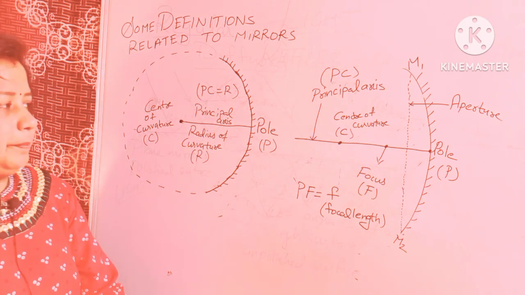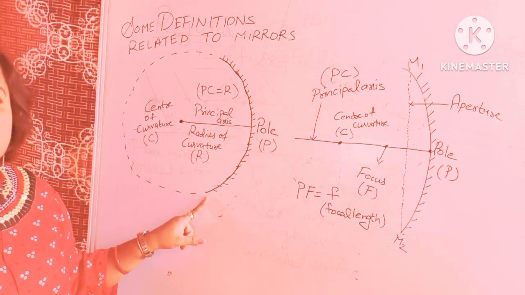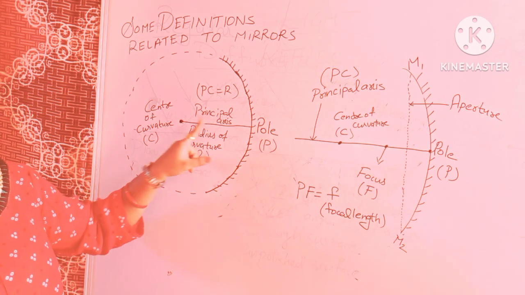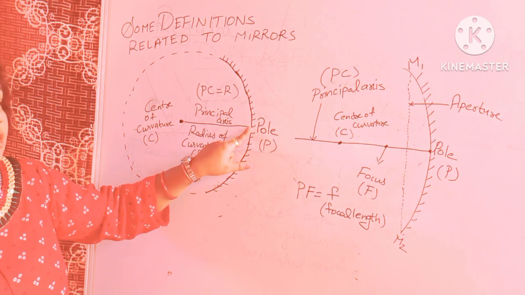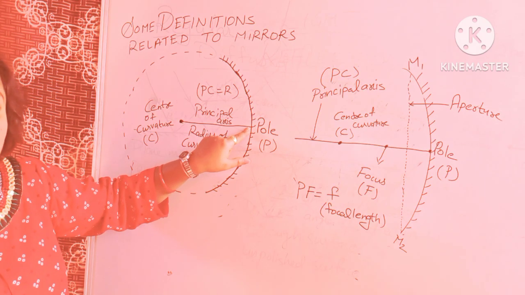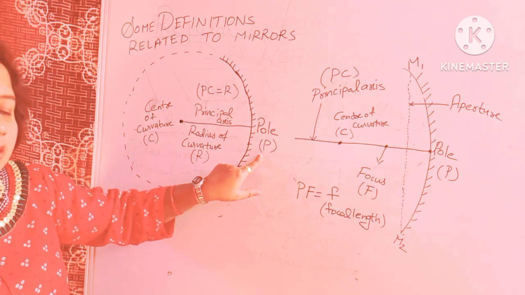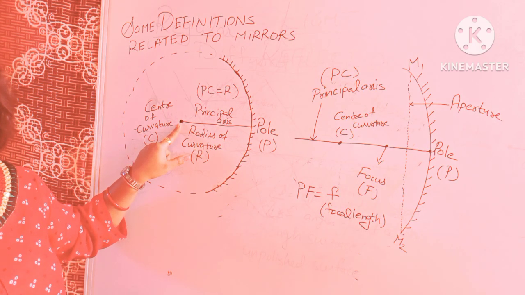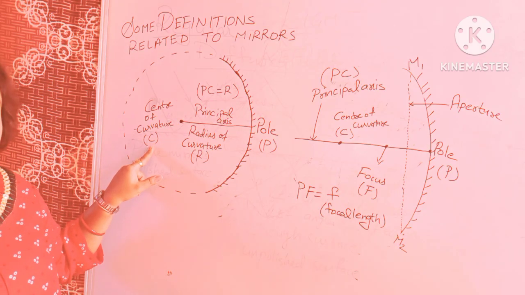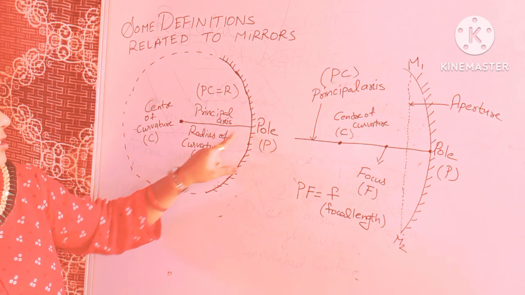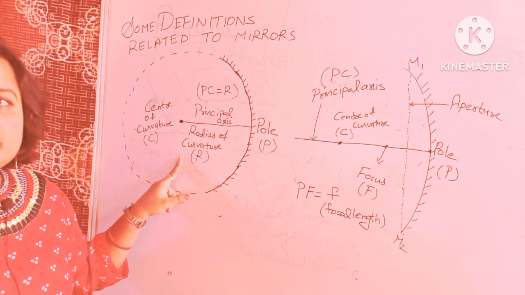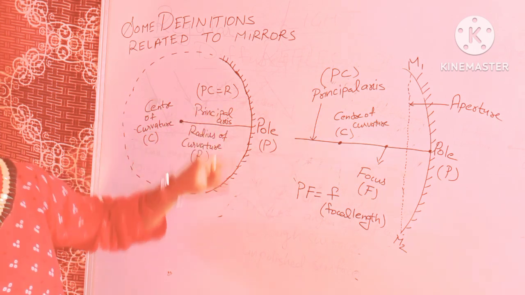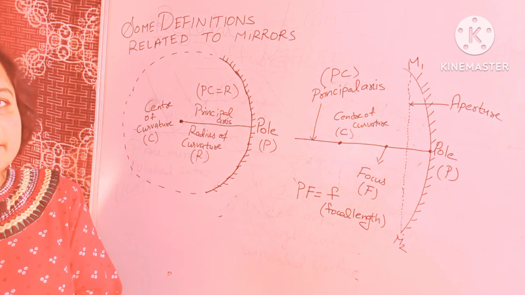Let us have a quick recap. This is a concave mirror, a curved inward reflecting surface. The middle point, the center point of this surface, is called the pole, which is denoted by capital P. This is the center of the sphere, which is known as the center of curvature, denoted by capital C. The radius is known as the radius of curvature, denoted by capital R, and this radius is also known as the principal axis, that is PC equals R.